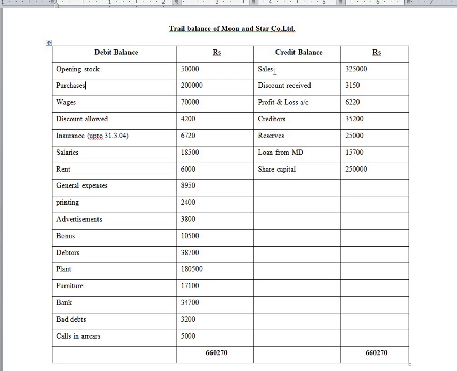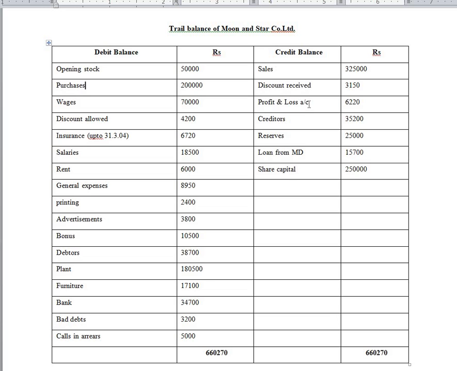In this side of credit balance, you can see sales. Sales is an important item which will come under revenue from operations. So, take that sales and make note of it, revenue from operations. Next is discount received. So, discount allowed is an expense, discount received should come under other income.